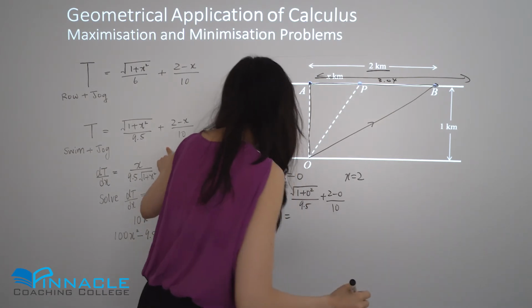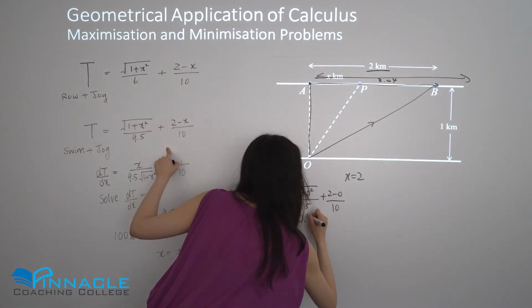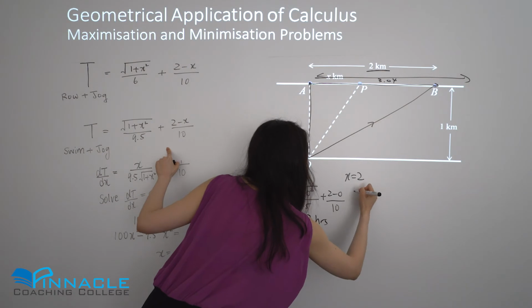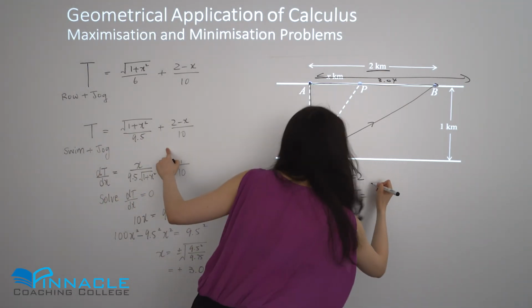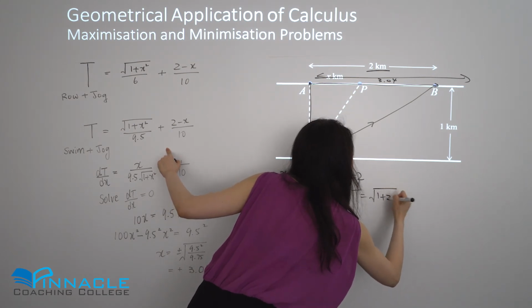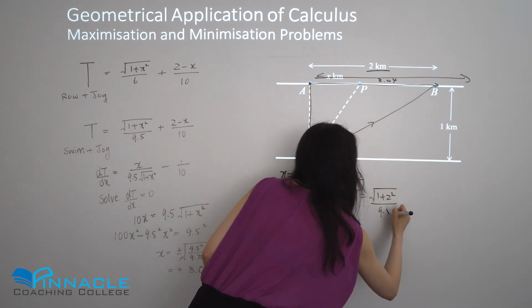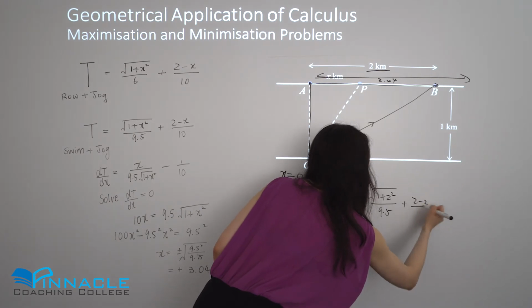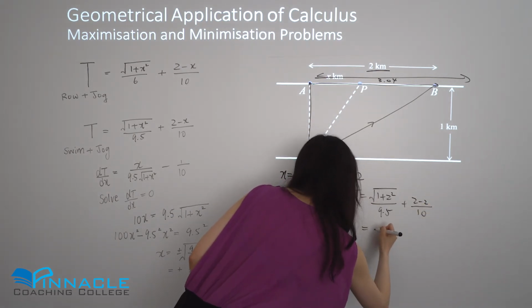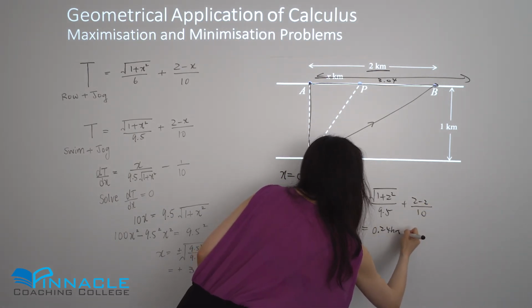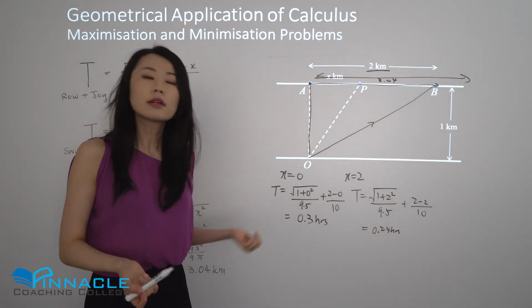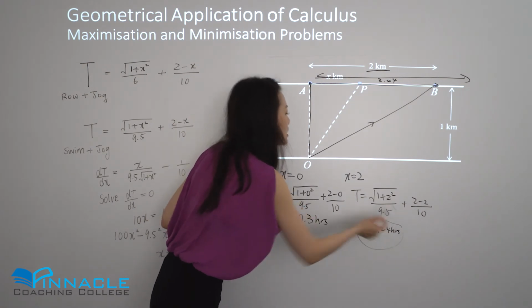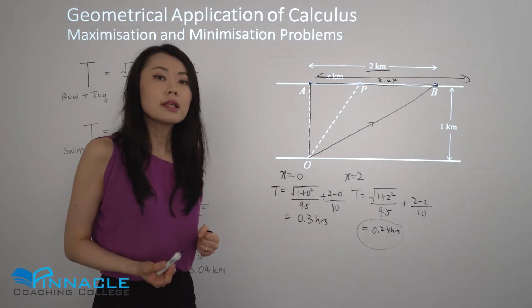Okay, so for x equals 0, you get 0.3 hours. And for x equals 2, same thing, let's sub it in. You can just use your calculator to work that out. Okay, you get 0.24 hours. So it's just a matter of observing which one is the smaller value. Obviously, this one is a smaller value. So that's your global minimum.